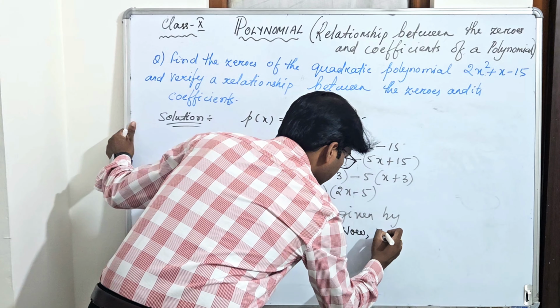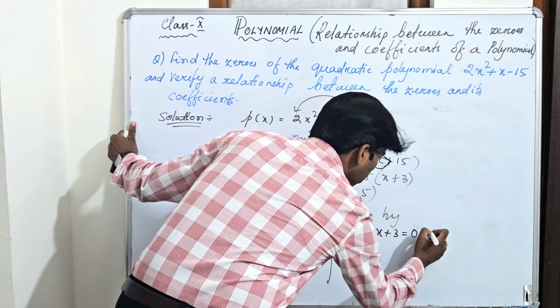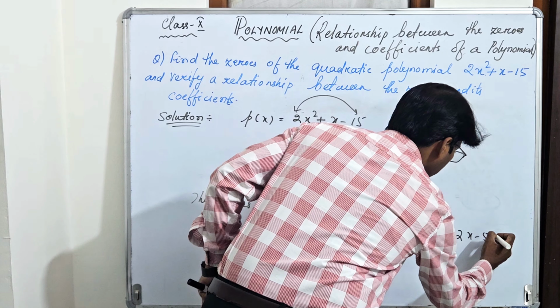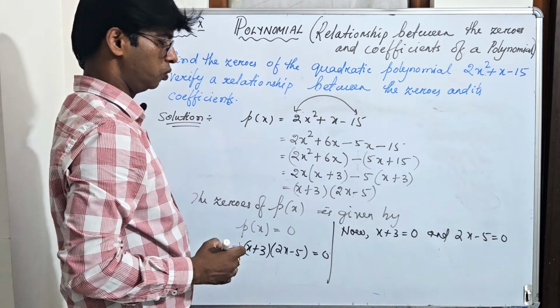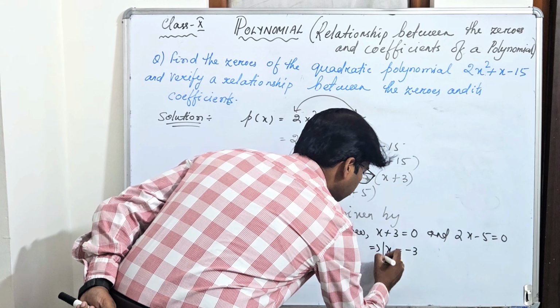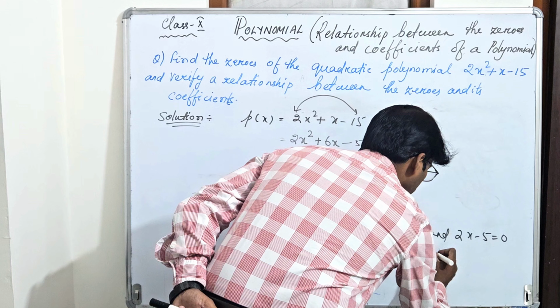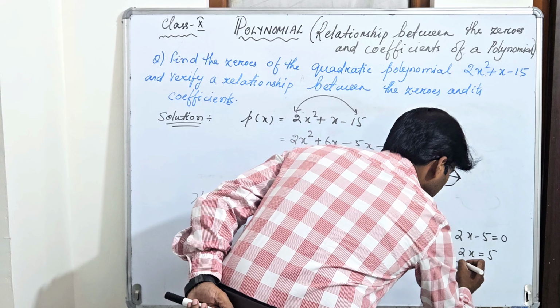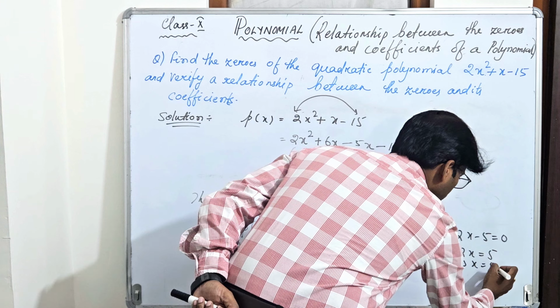Now x plus 3 is equated to 0 and 2x minus 5 is also equated with 0 to find out the zeros. So x is equal to, first zero will be what? Minus 3, and the second zero will be what? 2x is equal to 5. This implies x is equal to 5 by 2.